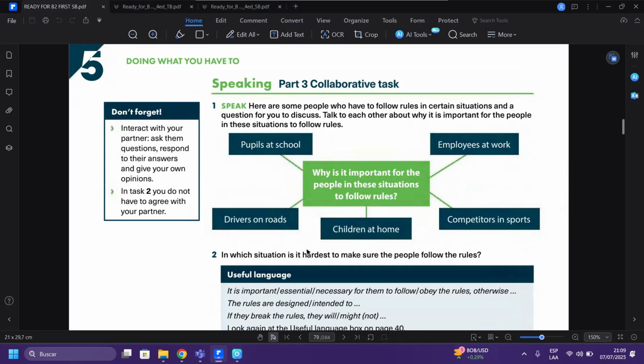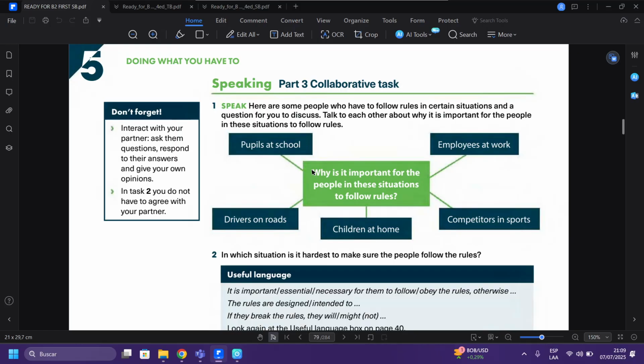As you know, in this part we have to discuss all of these 5 bullet points, and at the end you have to reach an agreement by answering the question that is in the middle: Why is it important for the people in these situations to follow rules? And for this exercise I need Darwin and Sandra to please turn on your microphones. Sorry.